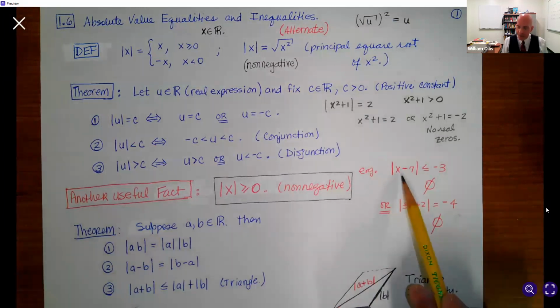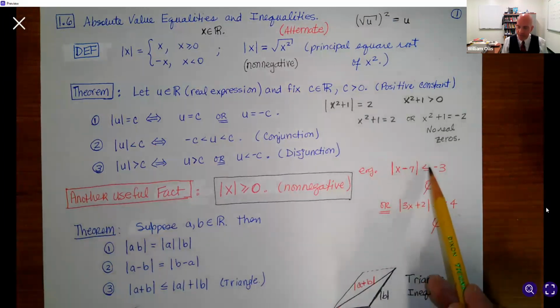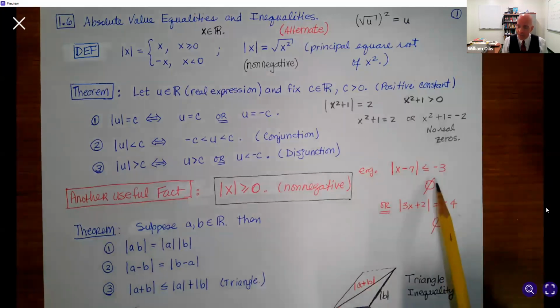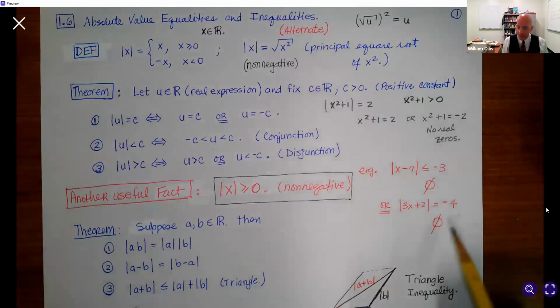So if we had the absolute value of x minus 7 less than or equal to -3, there would clearly be no solution. There would be no solution even with the complex numbers, because the modulus is non-negative. So in cases where there's no solution, we just say no solution. And of course, the same thing here. If we had the absolute value of 3x plus 2 equals -4, again, the absolute value is non-negative, so there would be no solution here.